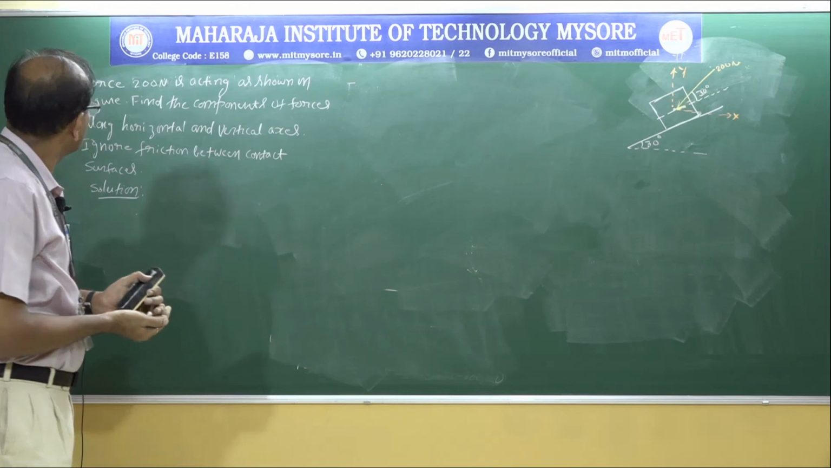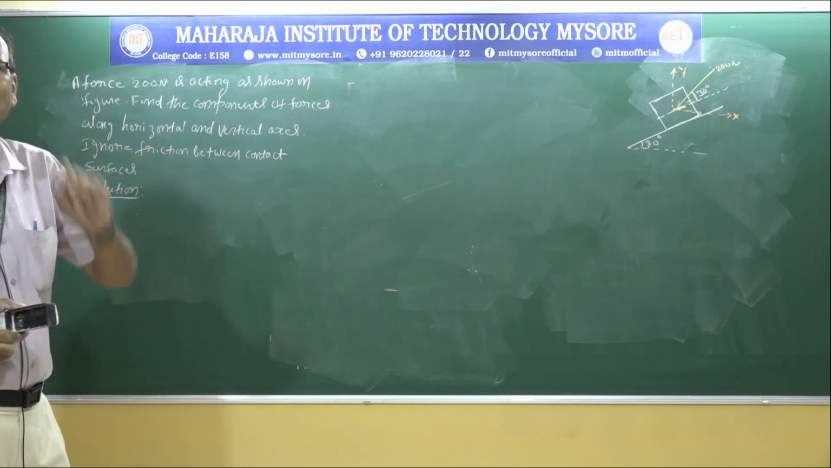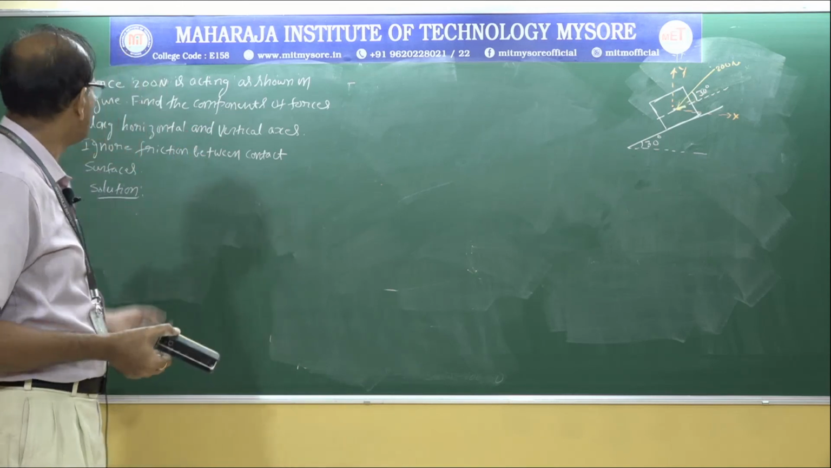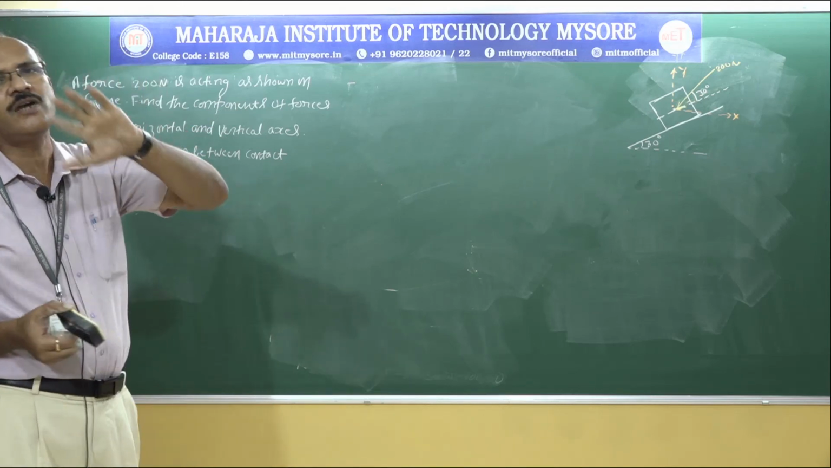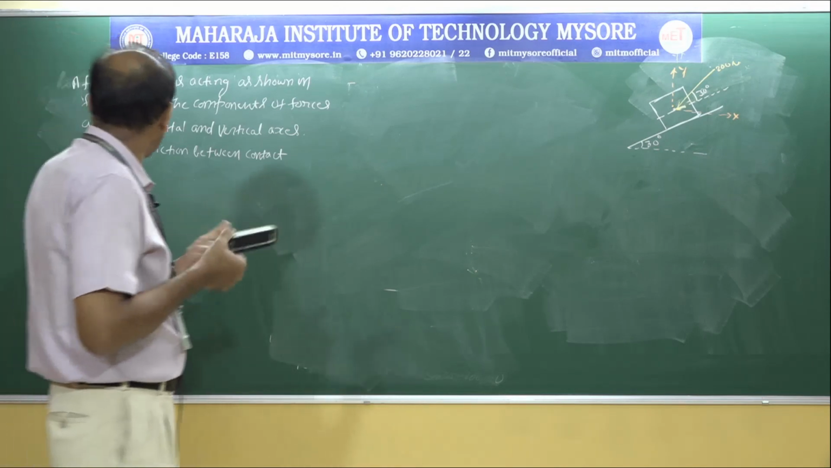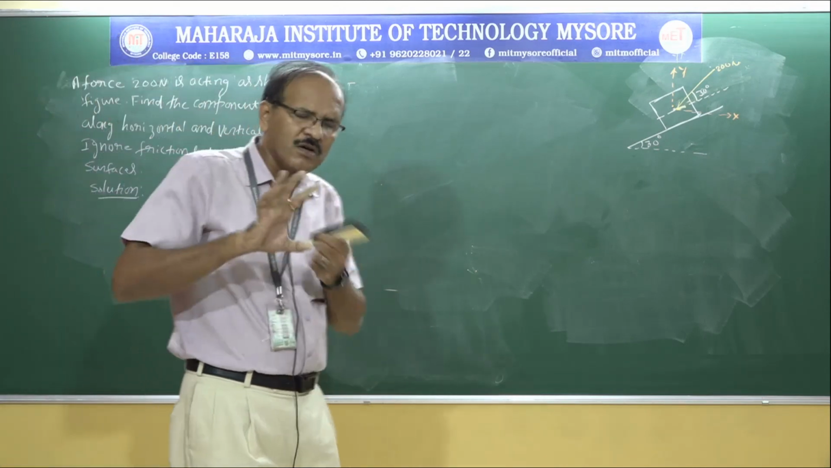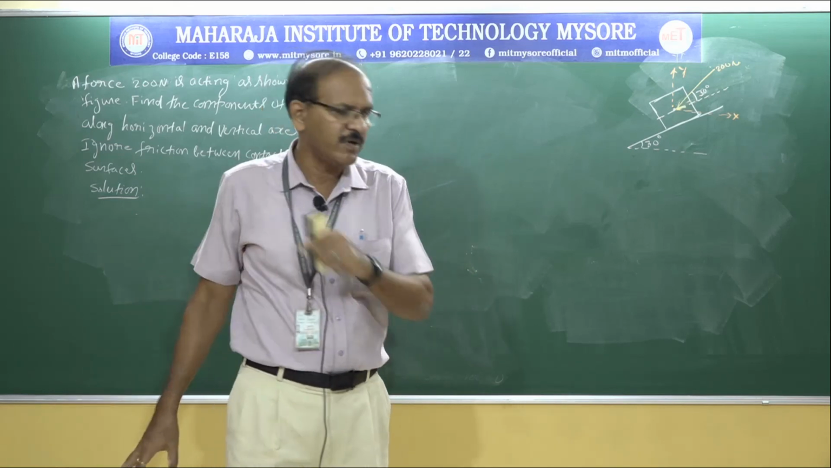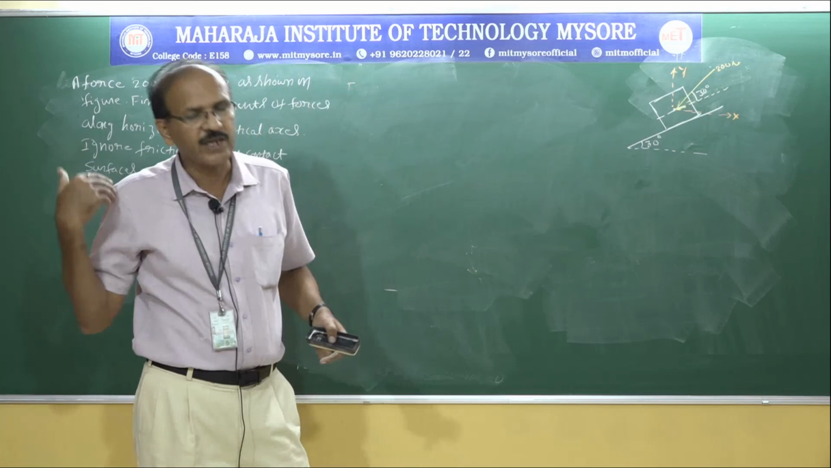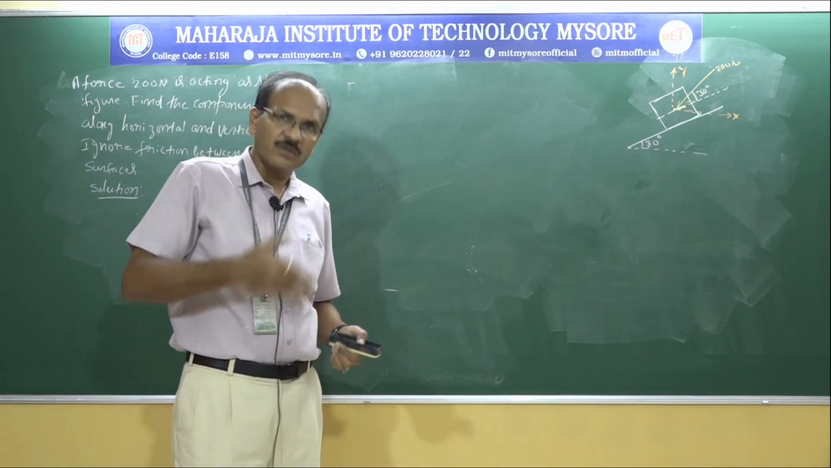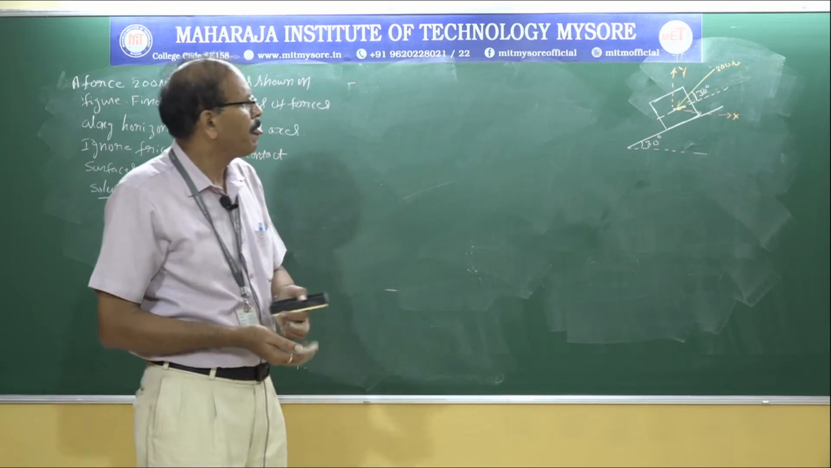See, a force of 200 Newton is acting as shown in the figure. Find the components of the force along the horizontal and vertical axes. Ignore friction between contact surfaces. As of now, you don't worry about the meaning of friction between contact surfaces. We are going to take care of this friction part in the subsequent modules of this course.